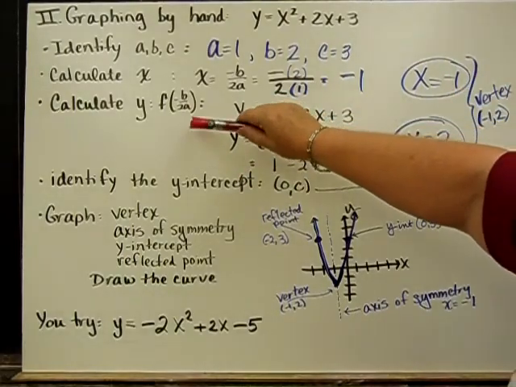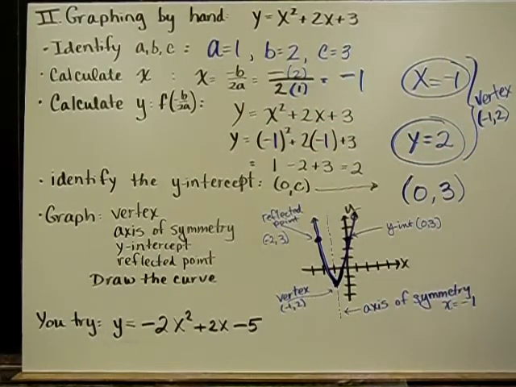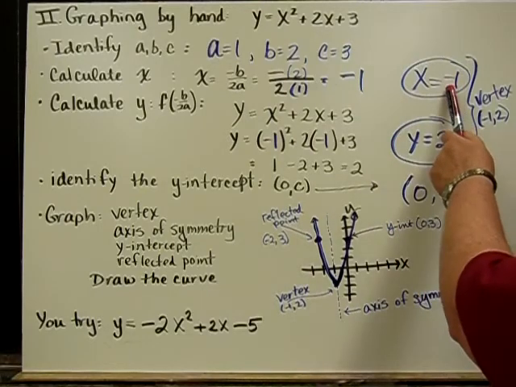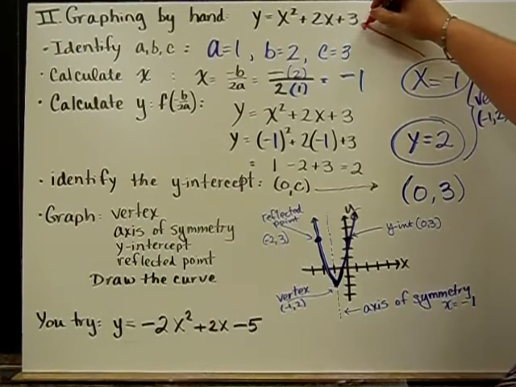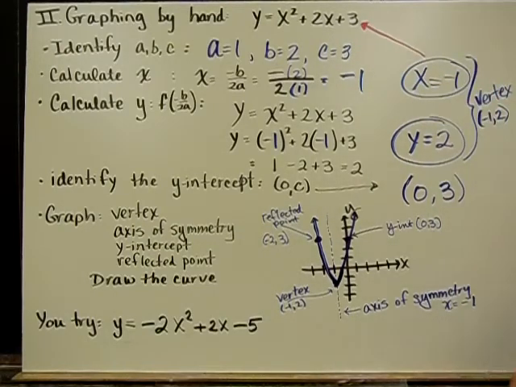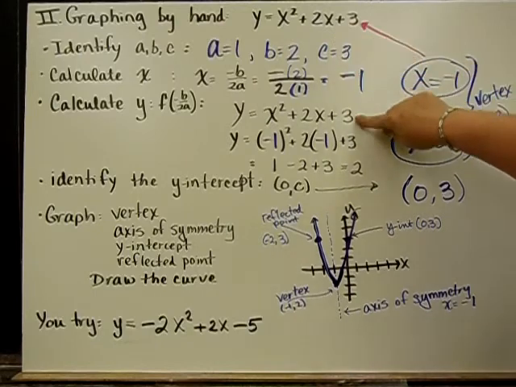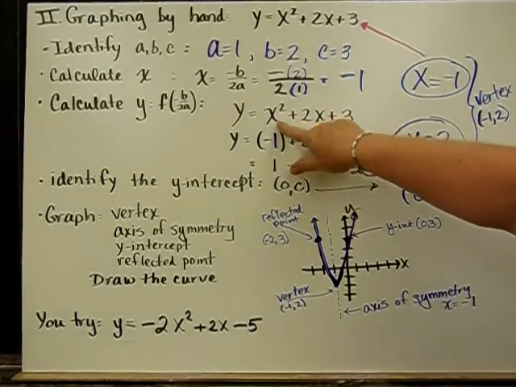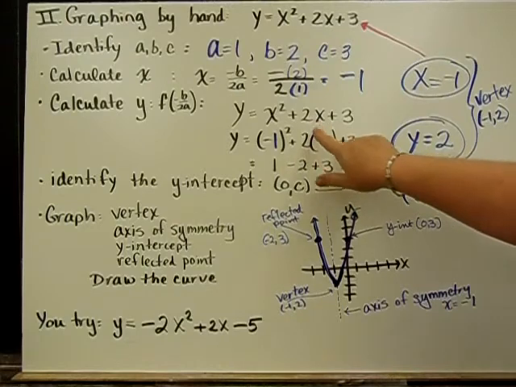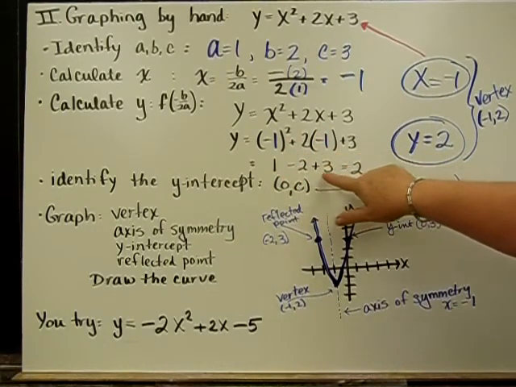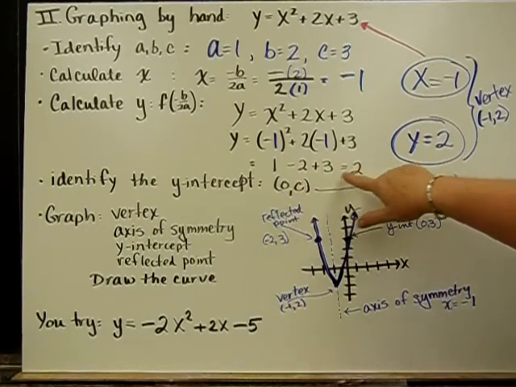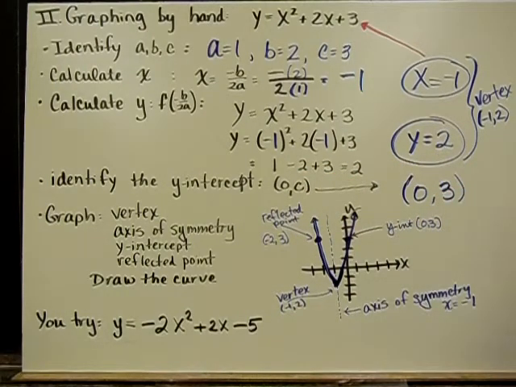We're going to calculate y now, which is f of -b over 2a, which simply means, now that we know what x is, we're going to go back and plug that into the equation for x. So here's the equation. I rewrote it. In place of x, I put -1 in both places. -1 squared is 1. 2 times -1 is -2, plus 3. If you do the arithmetic, you get y equals 2. So we know that the vertex is the point (-1, 2).